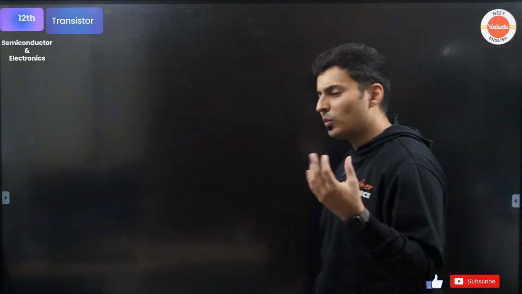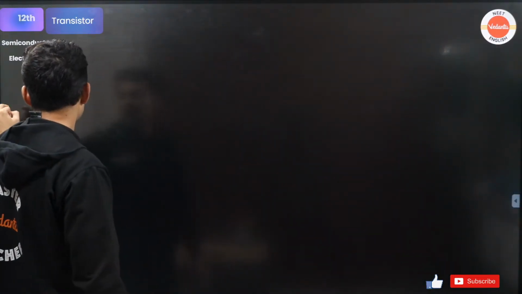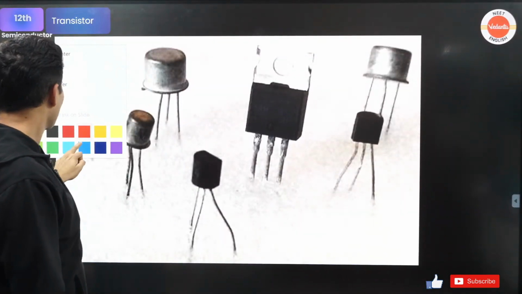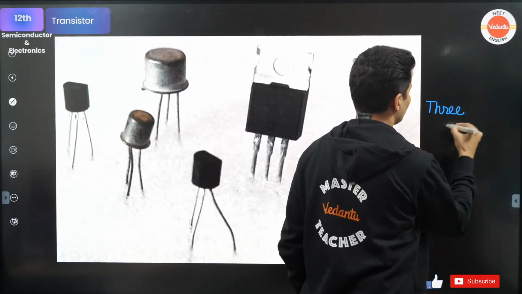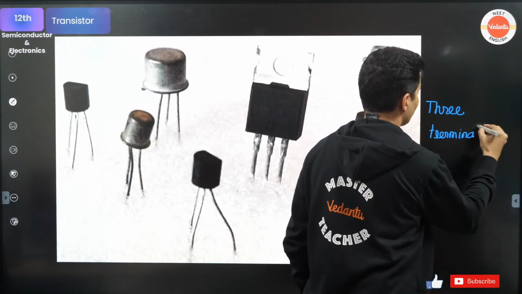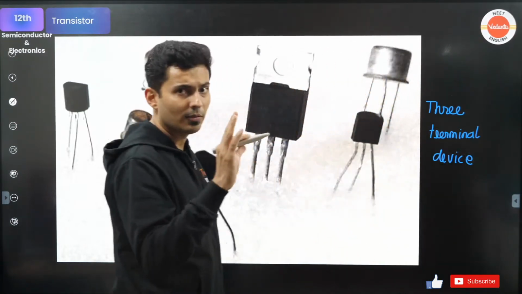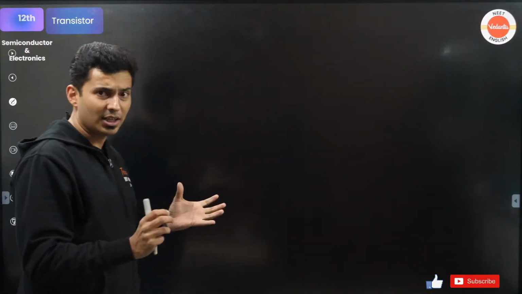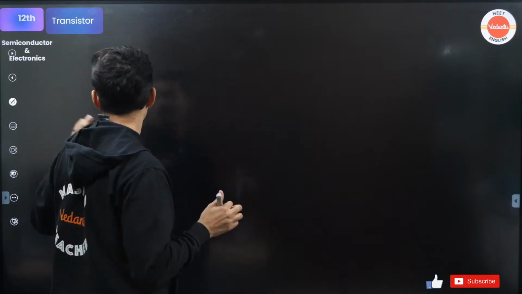So let's understand what a transistor is exactly made of. Here is the construction of a transistor. It is a 3-terminal device. That's a very important thing. So when there are 3 terminals, there are 3 semiconductors, with different amounts of doping. What do I mean by that? I will show it to you.